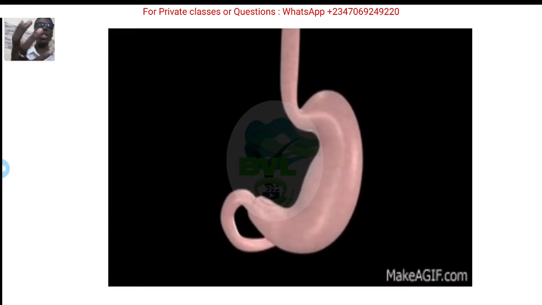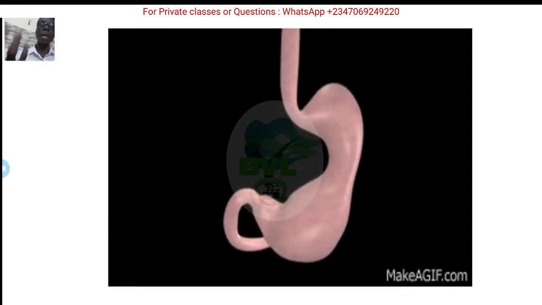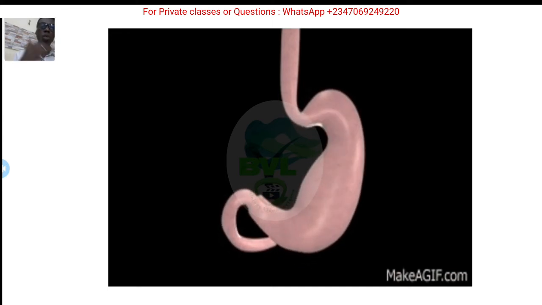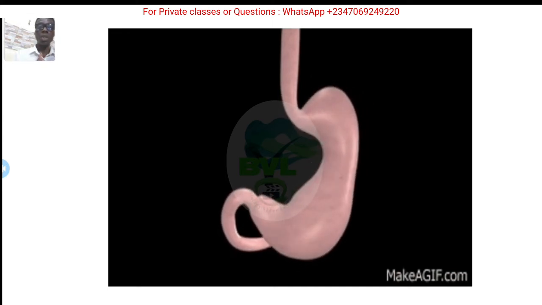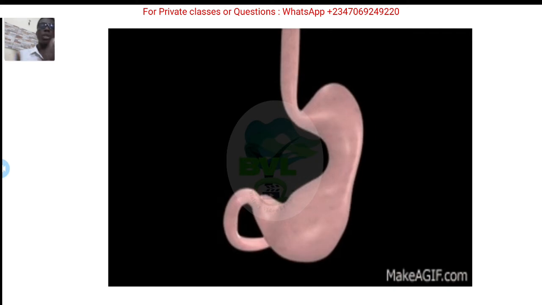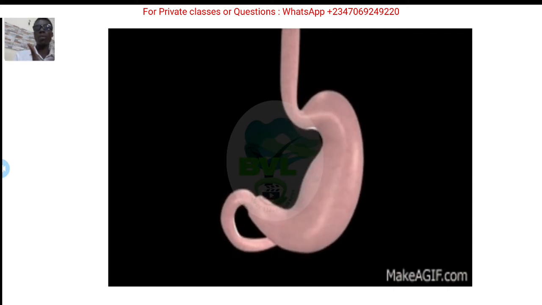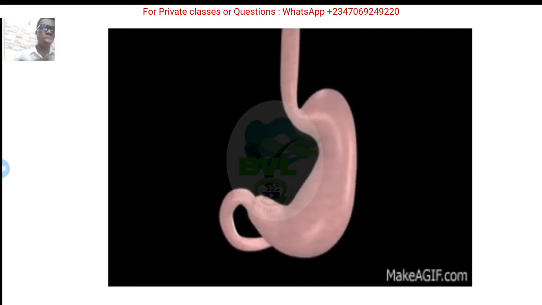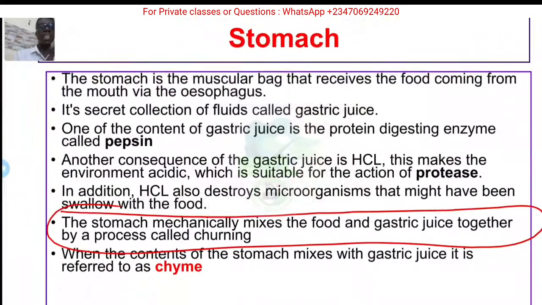Like this, a way showing you how the content of the stomach is mixed with the gastric juice in it. So this is the effect of the muscular layer or muscular tissue of the stomach, like I explained at the introductory class. So basically, that's what churning means. It mixes the food together like that.